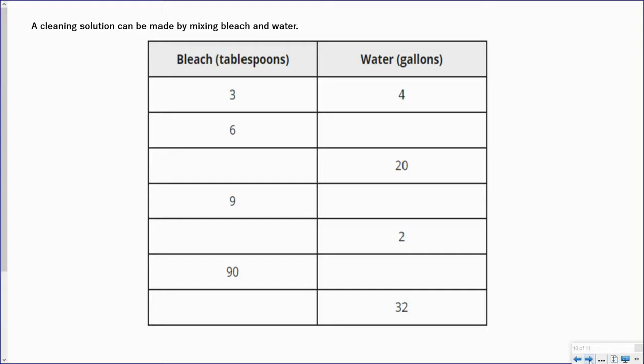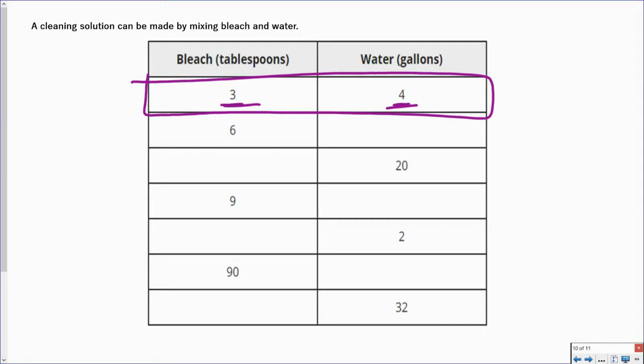So here we have this problem. It says a cleaning solution can be made by mixing bleach and water. So here I start off with what I know. I know this spot right here. So I know that there are 3 tablespoons of bleach mixed with 4 gallons of water. So since I know that, that's where I'm going to start.